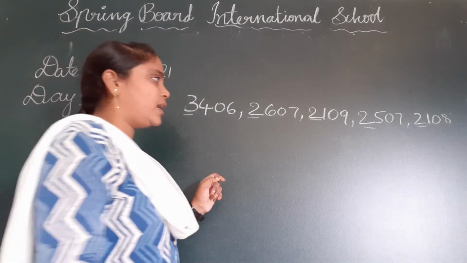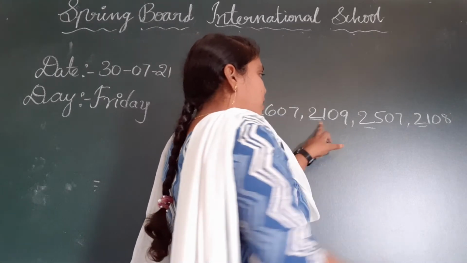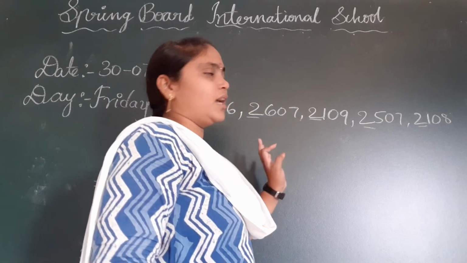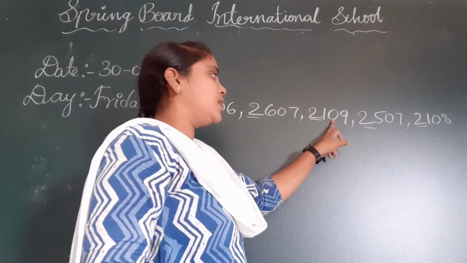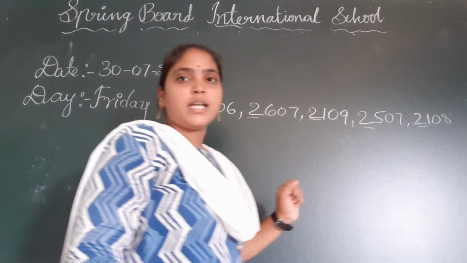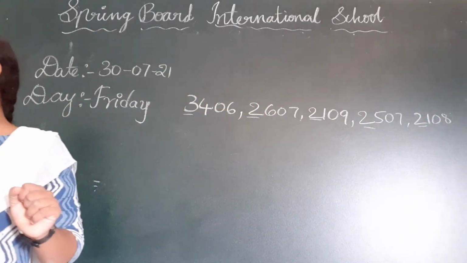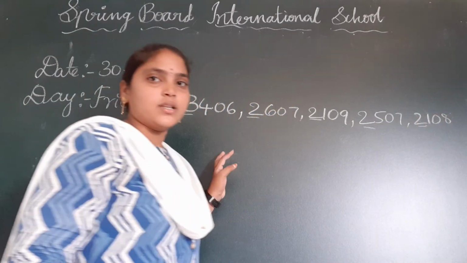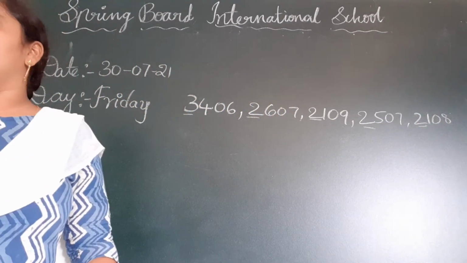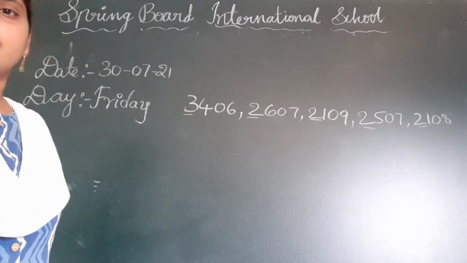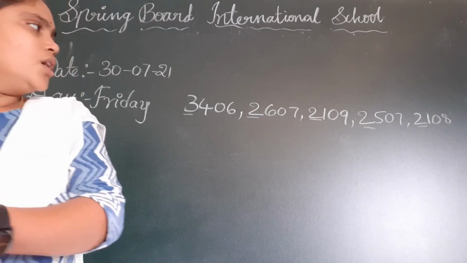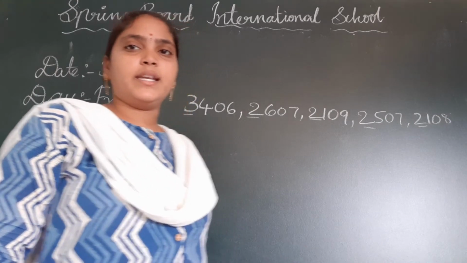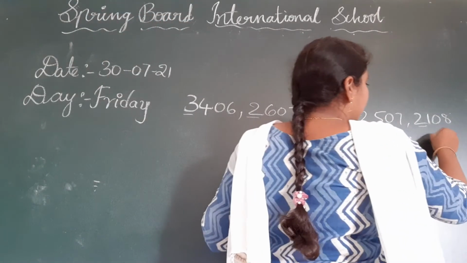So check the 100 numbers. Here 100 and 100 are the same. So go with tens. 0 tens and 0 tens. So check ones, children. How many ones are there? 9 ones and 8 ones. So 8 ones is smaller. Yeah, okay, children. So 2108 is smaller. So first give numbering.